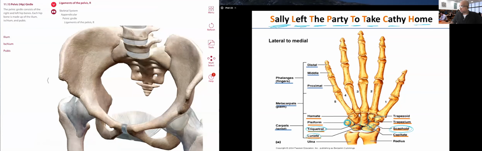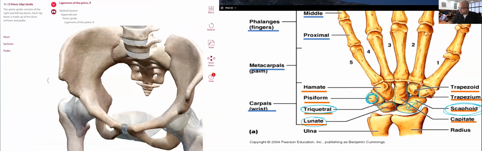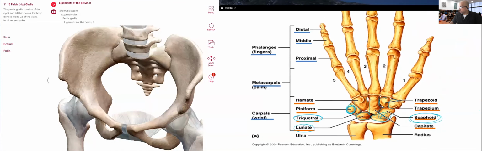As we mentioned before break, the bones that will share in the formation of the hand are the carpal bones, metacarpal bones, and the phalanges or the fingers. For the carpal bones, if you remember, those were scaphoid, lunate, triquetral, and pisiform. Next row is gonna be the trapezium, trapezoid, capitate, and hamate.